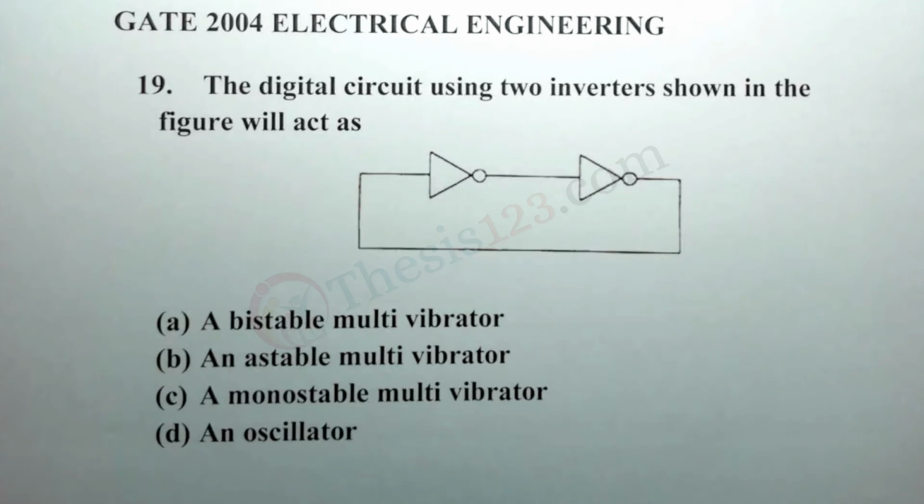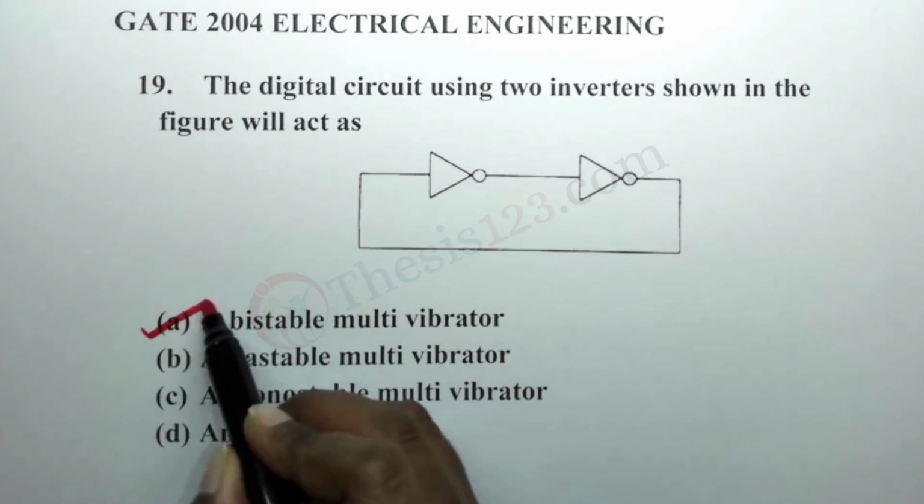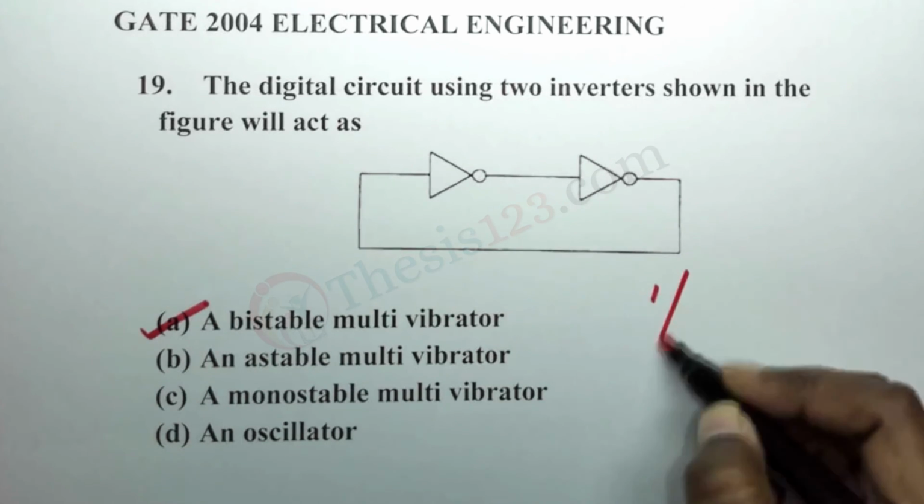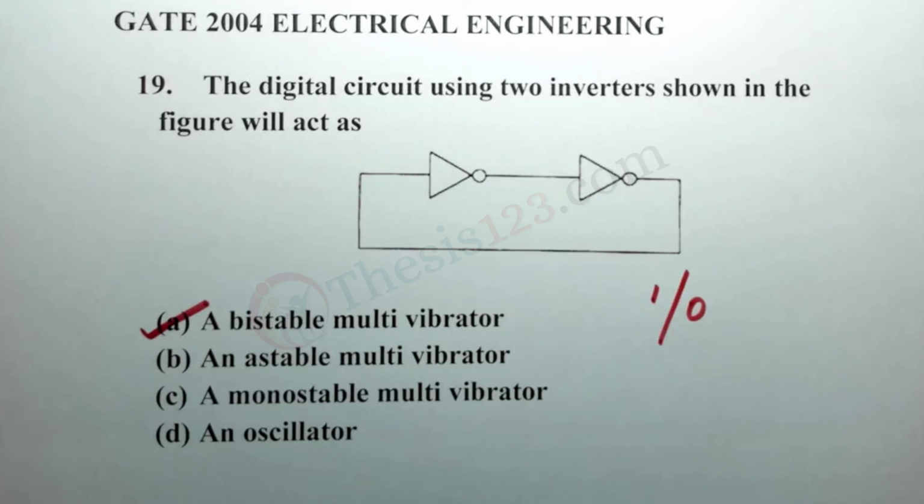Now because they are connected this way, they behave as a bistable multivibrator. Now here A is the right option. So in this case what happens is, both states of 1, 0 will be stable, and alternatively both of the inputs will be 1 and 0. So that is why when two inverters are connected this way, they behave as a bistable multivibrator.